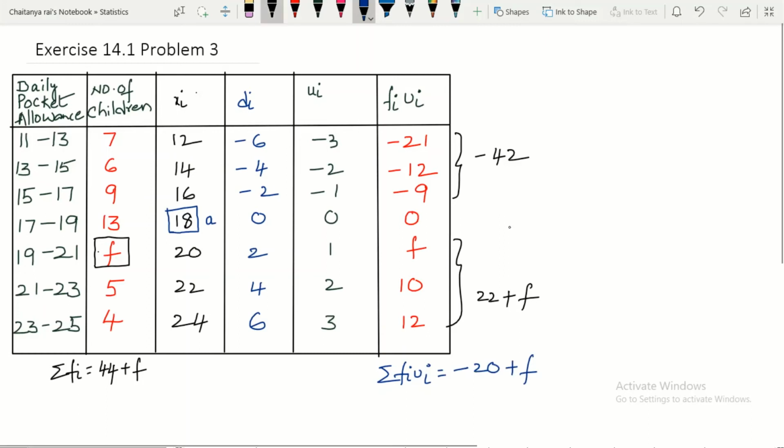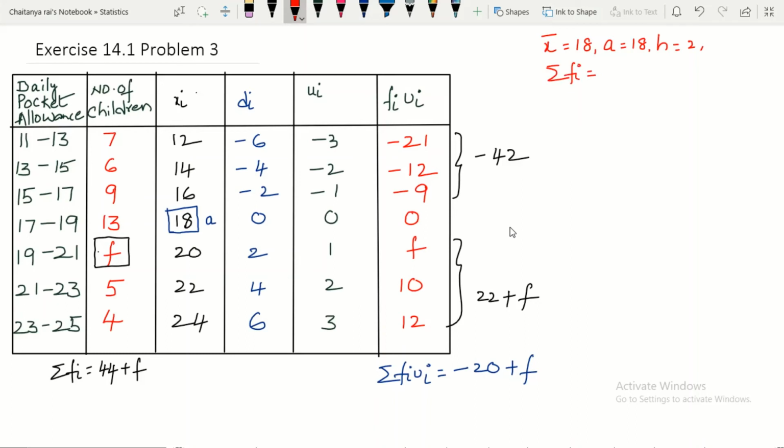I think we have all the required values. Using them, we'll simplify the answer. Basically we have to remember that in this problem we are given x bar as 18, and the assumed mean is also 18. h, which is the size of the class, is 2. Sigma fi is 44 plus f, and sigma fi ui is negative 20 plus f. These are the values. We will substitute them.